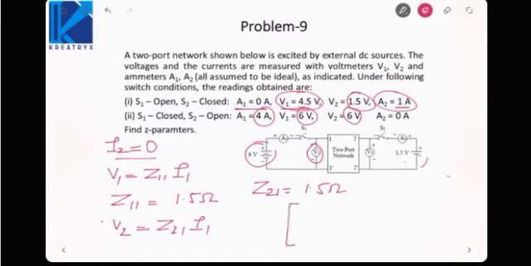So what is the matrix? The matrix will come out to be 1.5, 4.5, 1.5, then 1.5. That is your Z matrix for this network.